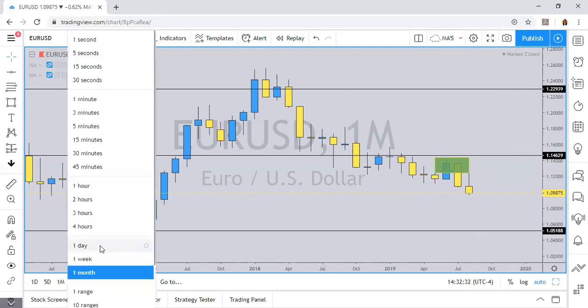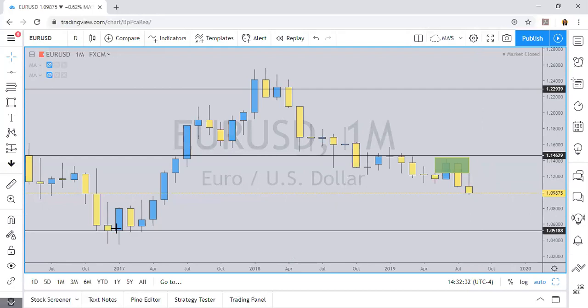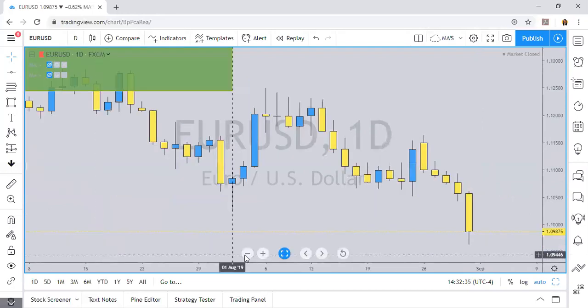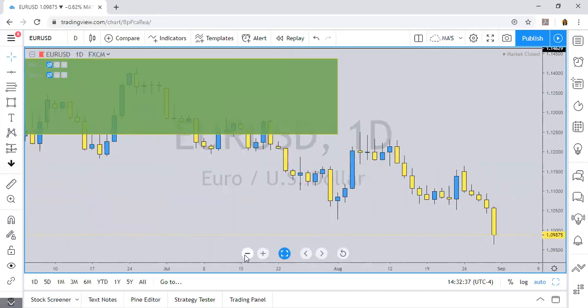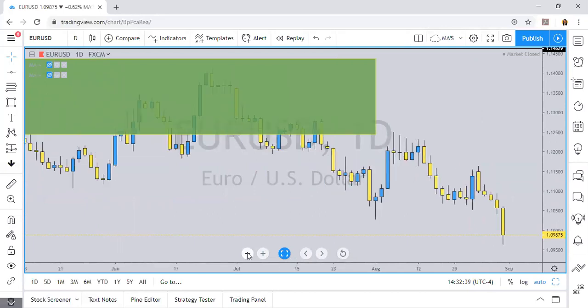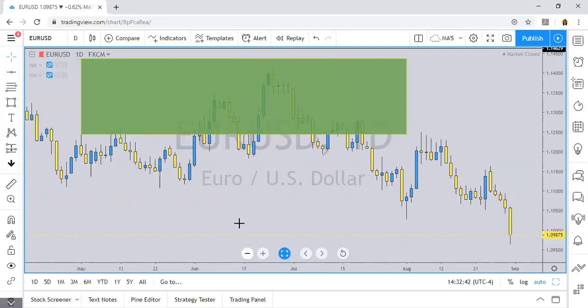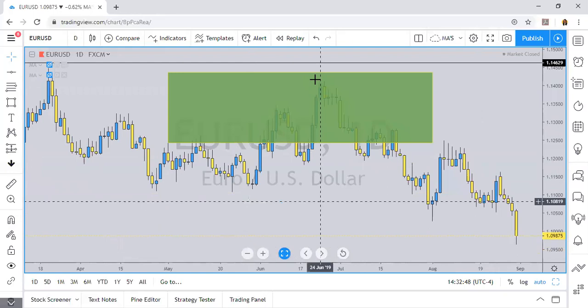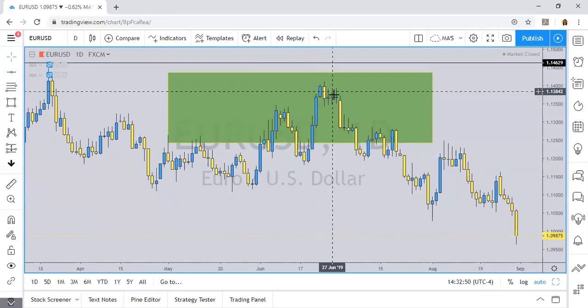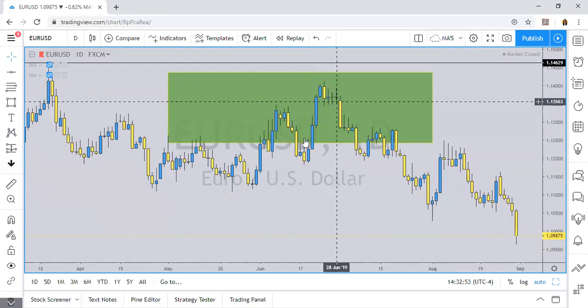Now I'm going to go down to the daily time frame. So just based off that bearish engulfing on the monthly time frame, I already expect on the daily time frame to see lower lows and lower highs. And that's what we have, lower lows and lower highs.